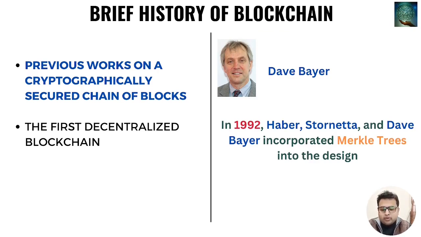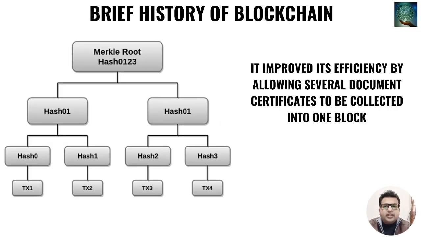So in 1992, Haber, Stornetta, and Dave Bayer incorporated Merkle trees into the design. So in that design they implemented the Merkle tree. Basically, the Merkle tree is a very important concept in blockchain. All the blocks in blockchain hold the transactional data in the form of a tree, and that tree we call a Merkle tree. As you can see in the figure, we have a Merkle tree with the Merkle root, some nodes which are hashes, and the bottom layer which is the leaves. Leaf nodes contain the exact data.